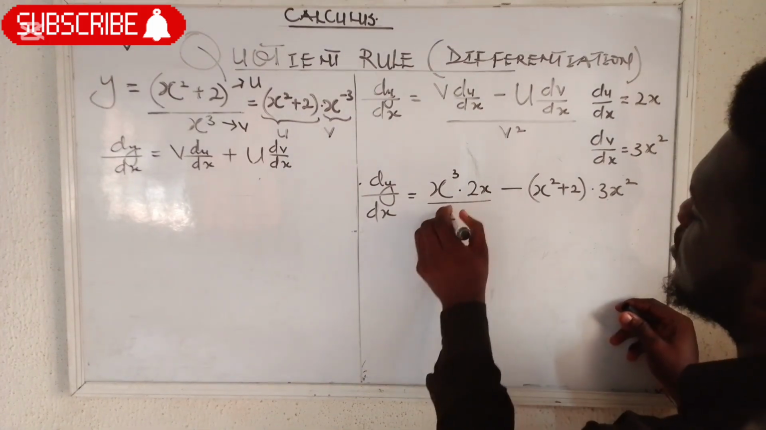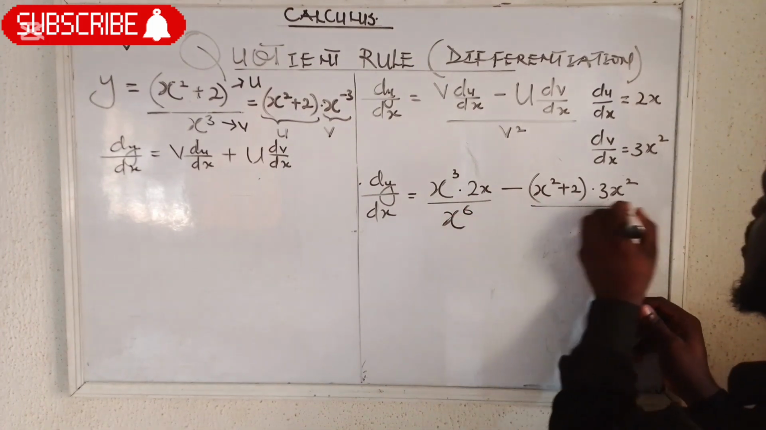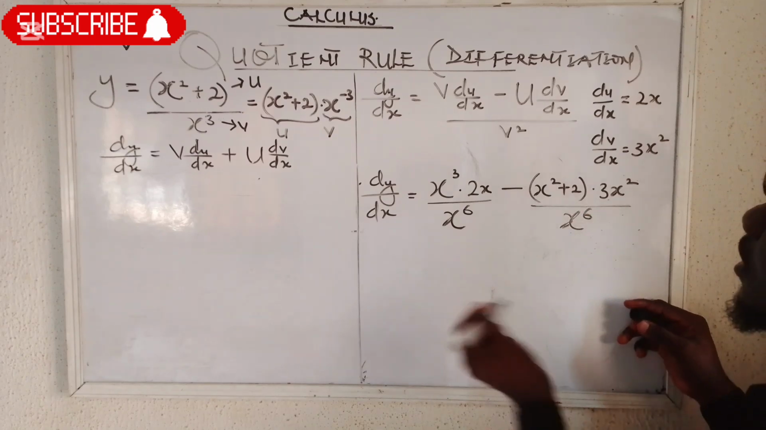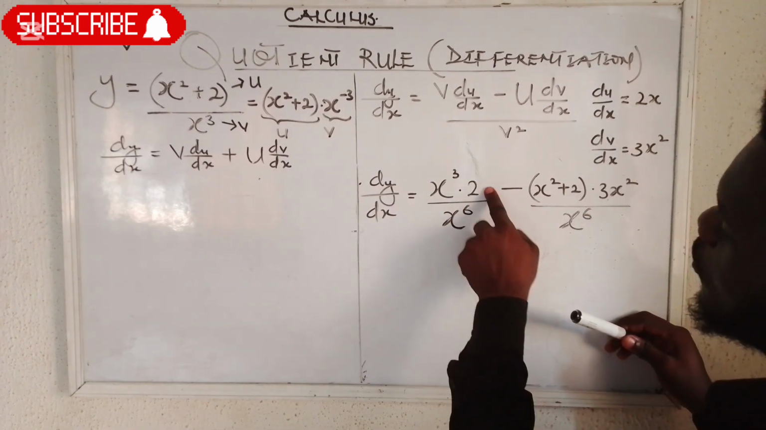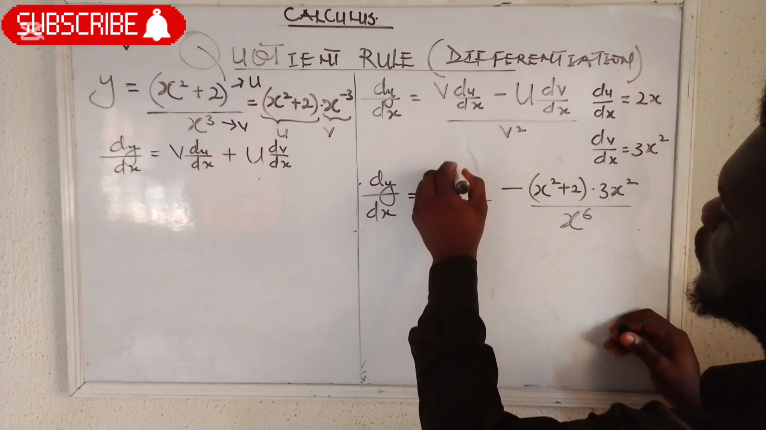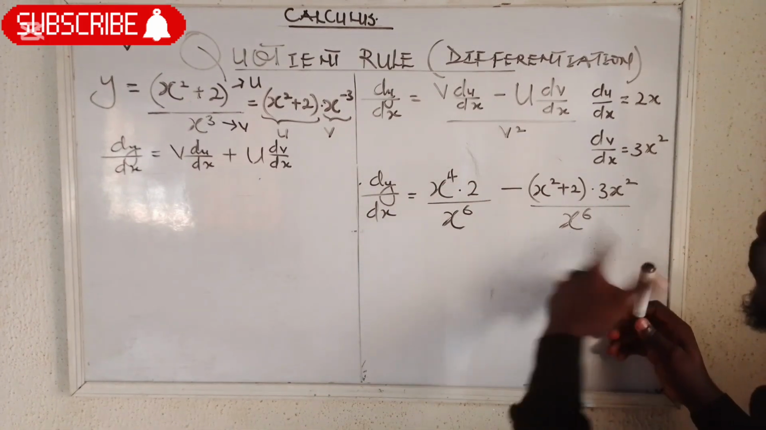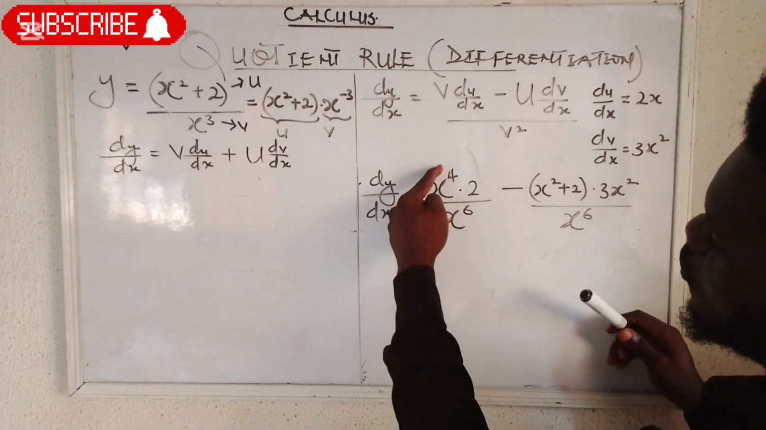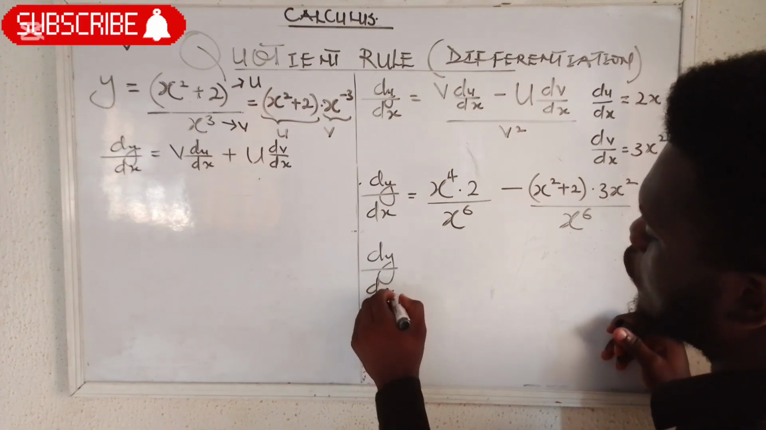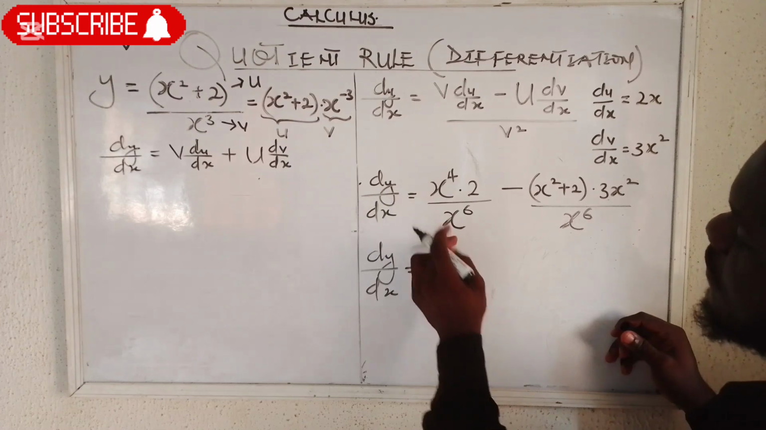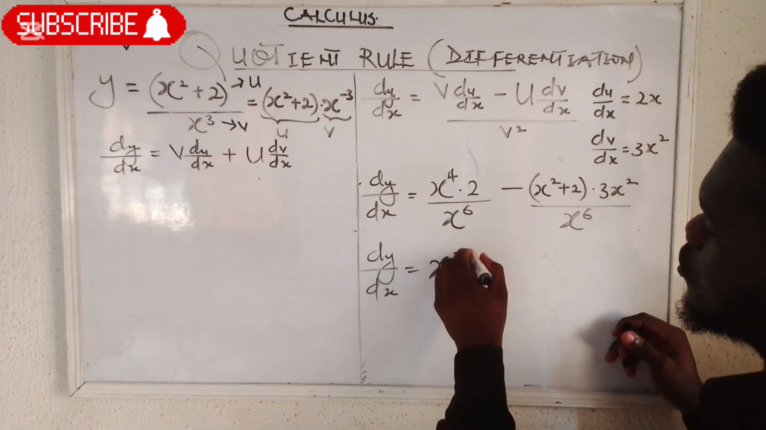Clean this line and say x to the power of 6 here, and also x to the power of 6 here. Yeah, we are still very correct. So what happens here? We have x to the power of 4 here, x to the power of 4 here. So what happens? 4 minus 6, the rule of indices. So dy/dx will be equal to 4 minus 6, because you have both x. So we have x to the power of minus 2.